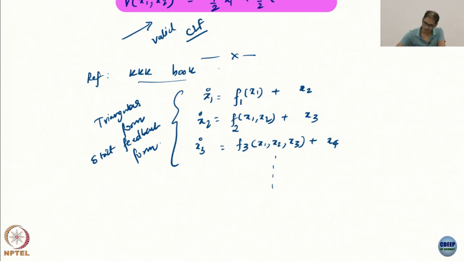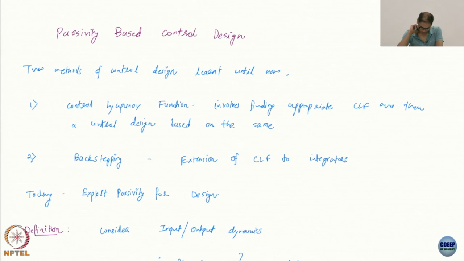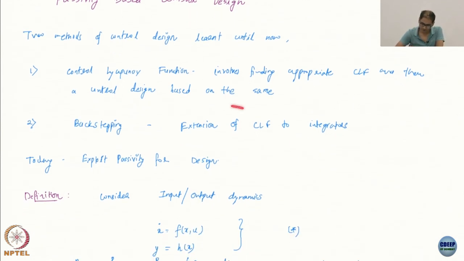Okay, great. So passivity based control. We've already seen that if you have a chain of integrators, you can do backstepping. Backstepping gives you a way of constructing a CLF for a chain of integrators. Very powerful. Once you have a CLF, you can do so many things.